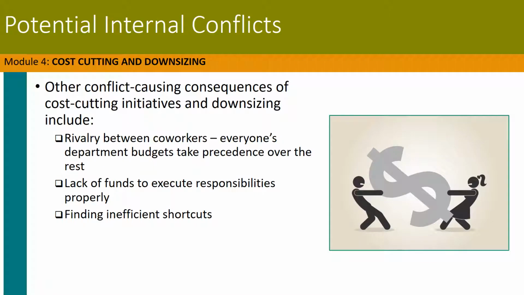Other conflict-causing consequences of cost-cutting initiatives and downsizing include rivalry between coworkers for budget dollars. More dollars for each department's or project's budgets are in demand, but there are only so many funds to distribute. Everyone feels like their department or project should take precedence over the others. Lack of funds to execute responsibilities properly. Projects and daily operations cost money. If the money is insufficient, the work produced won't be of high quality. Finding inefficient shortcuts. If an employee can't get it done the right way, they will look for shortcuts, which are usually inefficient.